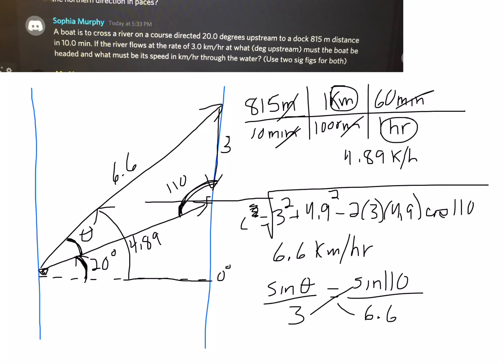If you do it all right and you're in degrees, not radians, you're going to miss all these otherwise. If you're in degrees, then you should get the angle, and if we want 2 sig figs, it should be 45 degrees, and then you have to put upstream. So it's 6.6 kilometers per hour at 45 degrees upstream. Hopefully that'll be correct.